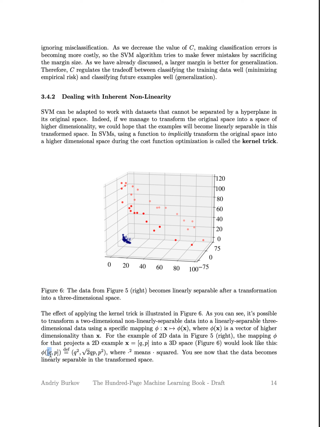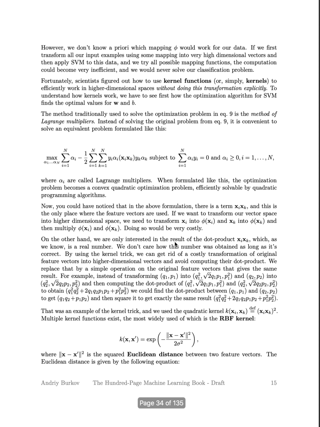See, you can see here it's taking points q and p, and through that it is getting q squared, root 2 qp, and p squared, right? So because of this third dimension introduced by squaring and creating a new axis, you are able to linearly separate the data.